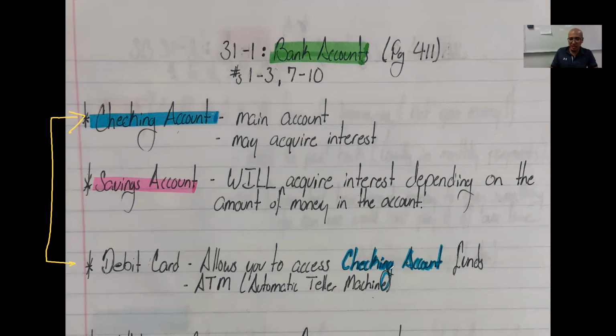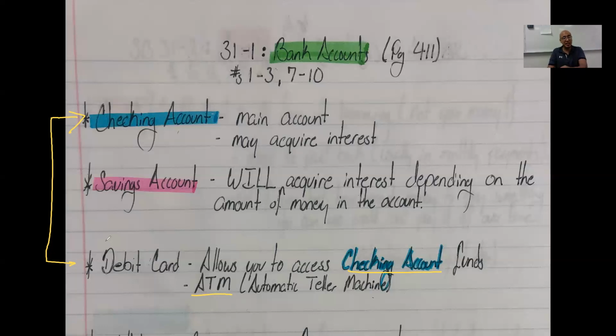Or you can use it not just for the checking account, but you can use it at the ATM. Let's say you need to withdraw money. You need actual cash. You go to an ATM. The ATM tells you, well, you can get this much money because that's how much money you have in your bank account. That's pretty much it. A debit card allows you to access money from your checking account. That is your money. That is your actual money.